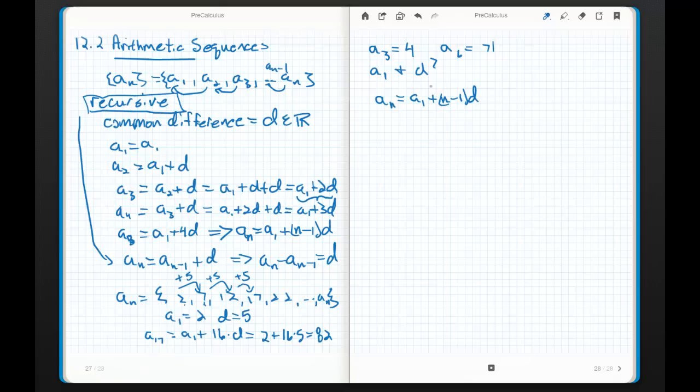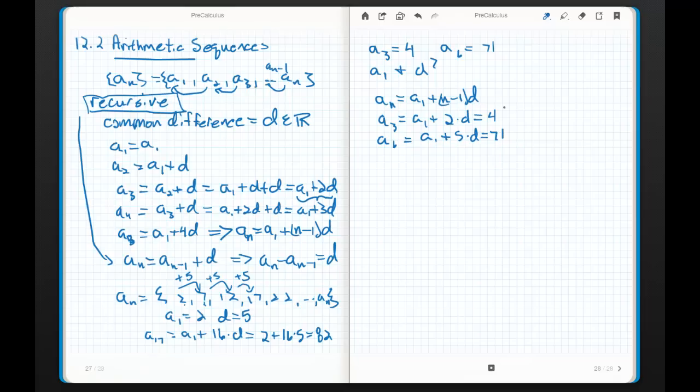I've got two sort of ostensibly randomly picked elements in this set of elements. But I do have this piece of information. Doesn't that imply that a sub 3 is equal to a sub 1 plus 2 times d? Remember, I'm looking for a1 and d, correct? And I know that this equals 4. I also know that a sub 6 is equal to a sub 1 plus what? 5 times d, which is equal to 71, right?